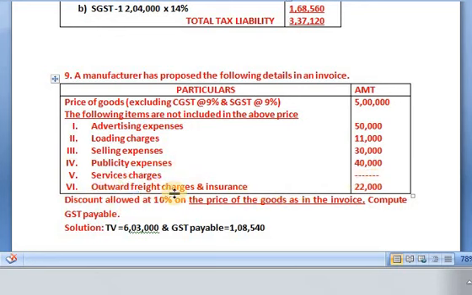Outward freight charges and insurance 22,000. Even this has to be added. Totally 1, 2, 3, 4, 5 items have to be added. 5 expenses have to be added to the price of the goods. When you add all this amount, you will be getting 1,53,000. So 1,53,000 plus 5 lakhs, 6,53,000 will be your total price.